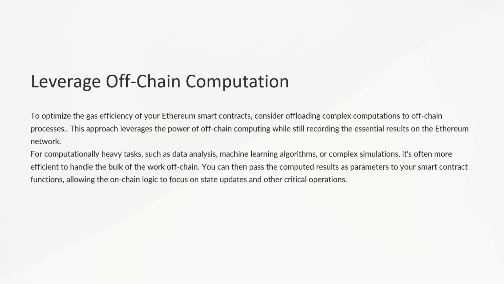Leveraging off-chain computation in Ethereum smart contracts involves utilizing external processes to handle resource-intensive calculations, data analysis, or complex algorithms. By performing these computations off-chain and passing the results as parameters to an on-chain function, the smart contract focuses on essential state updates and transaction management, enhancing gas efficiency and optimizing user experience. This strategy reduces the burden on the Ethereum Virtual Machine by delegating computationally heavy tasks to external systems, streamlining on-chain operations, and ultimately decreasing gas usage for decentralized applications.